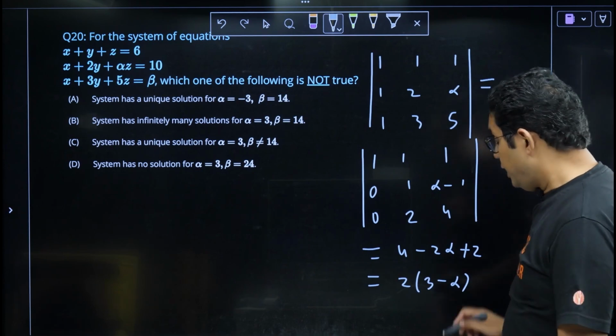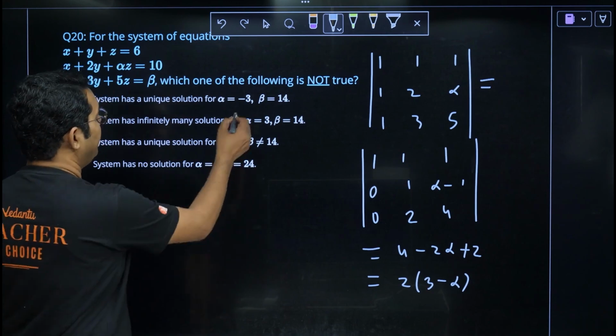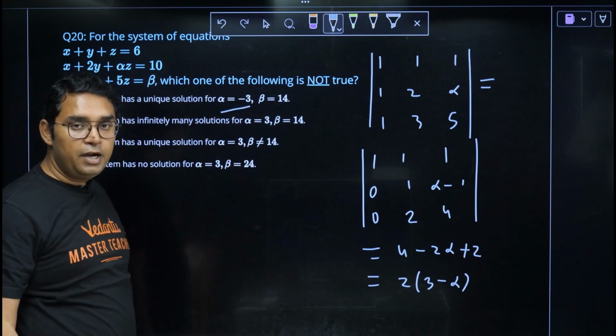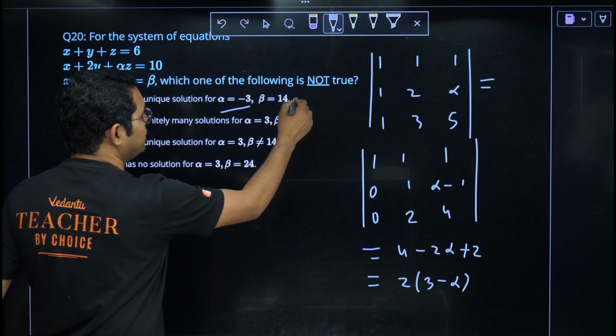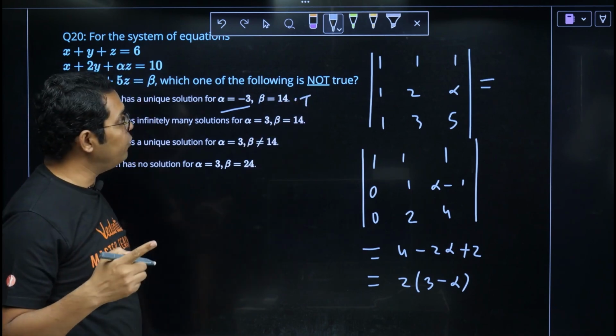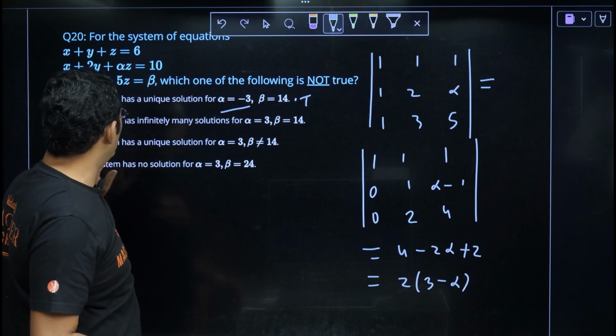Now please see, if alpha is not equal to 3, maybe minus 3 or whatever, it will definitely have a unique solution. It will be having a unique solution. This is true, but we are not looking for true, we are looking for not true. Now for alpha equal to 3, it can have infinite solutions or no solutions also.